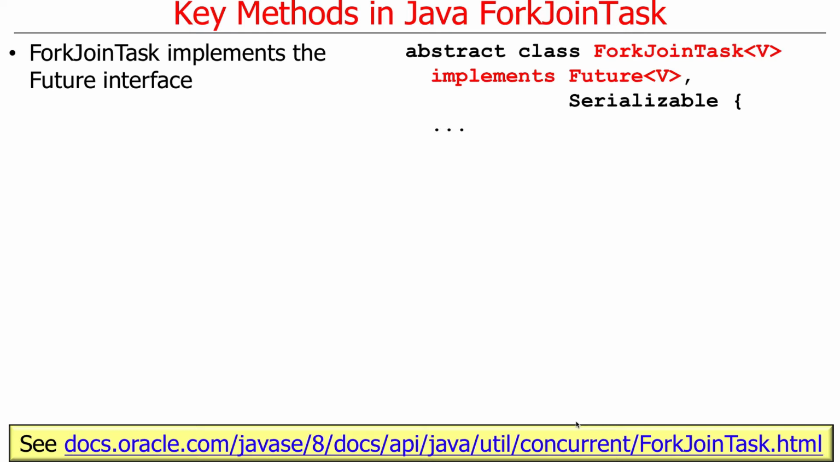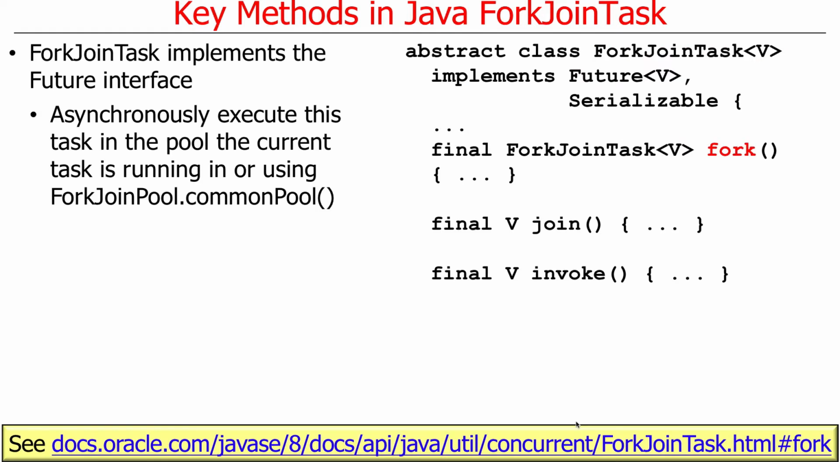So ForkJoinTask implements the Future interface. So it's basically a very fancy kind of future. And you can therefore use it to asynchronously execute a task in either the current ForkJoinPool, or you can put it in the common pool. So you can kind of designate where it's going to go. So when you fork something, it's going to go ahead and arrange to run this thing in the appropriate pool. That just means it queues it up in the right place in the deque that's part of that worker thread.